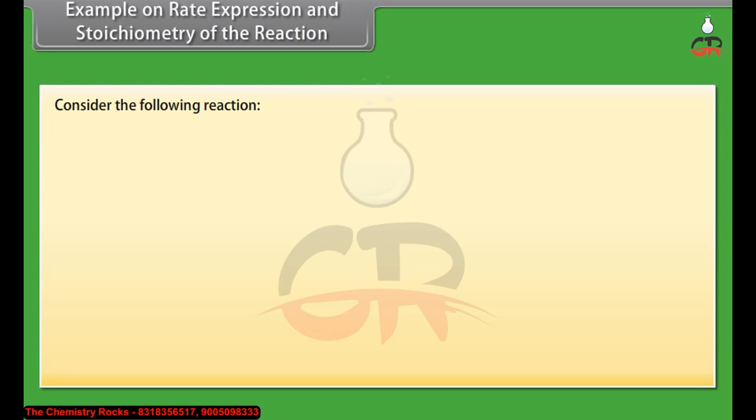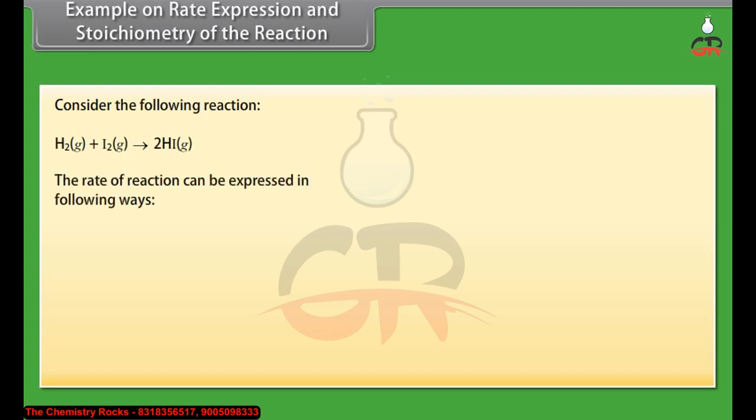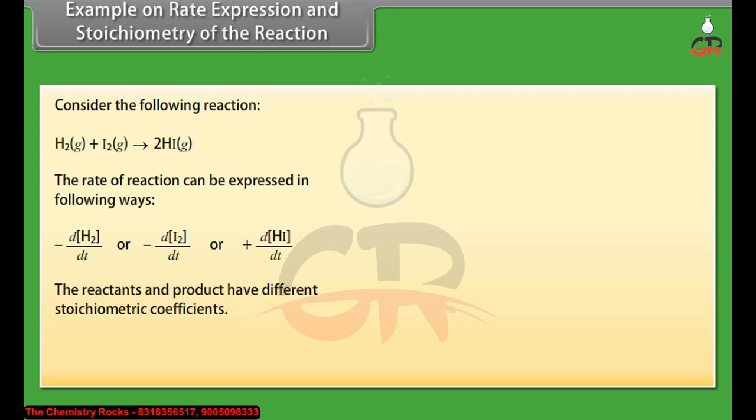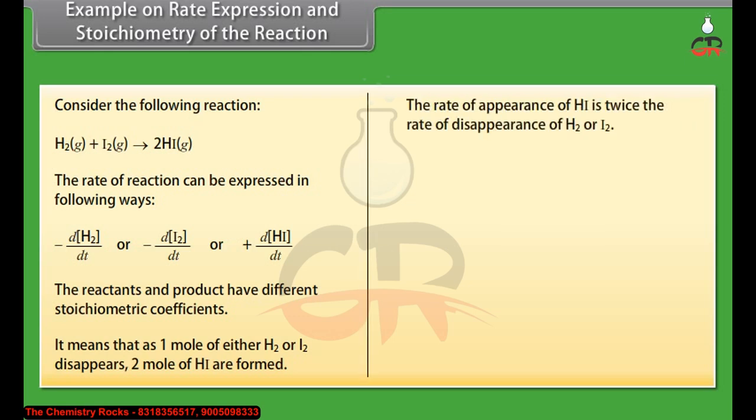Let us consider the following reaction. H2 plus I2 gives rise to 2HI. The rate of reaction can be expressed in the following ways: minus d by dt of H2, or minus d by dt of I2, or plus d by dt of HI. The reactants and product have different stoichiometric coefficients. It means that as 1 mole of either H2 or I2 disappears, 2 moles of HI are formed. The rate of appearance of HI is twice the rate of disappearance of H2 or I2.